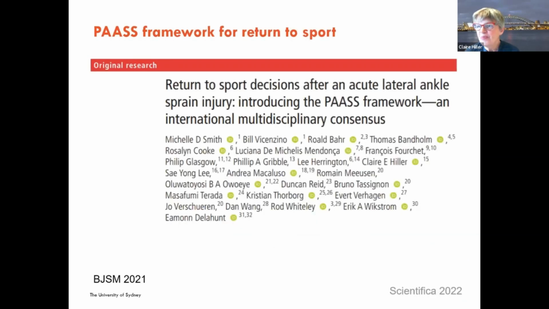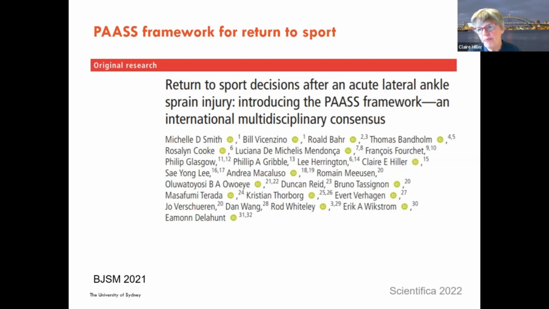And now I'm going to briefly talk about the PASS framework, which is a framework put together by an international panel, by a Delphi process, of medical experts across, I can't remember, 19 countries, I think it was. And these were people who were working with national teams. And what are they recommending for returning your person?